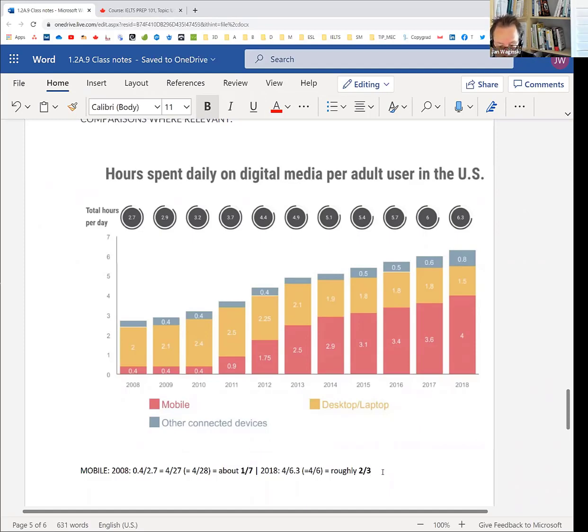What about computers? It's called desktops, laptops. I'm just going to call it computers. Okay, in 2008, what was our fraction? 2 divided by 2.7. So what is that? If you want to round, 2 divided by 2.7, roughly 2/3. Can we say that? Yes.